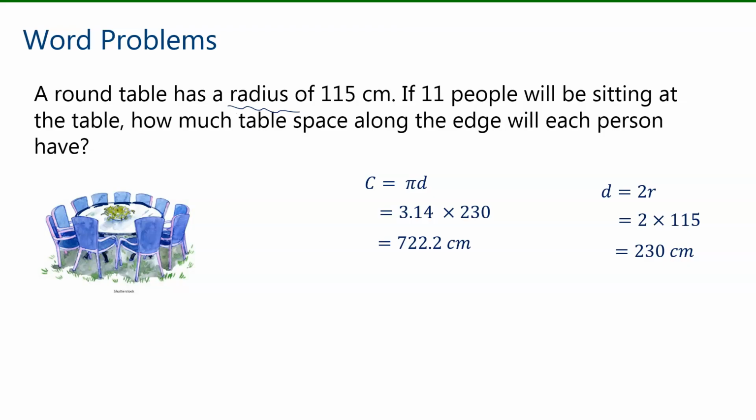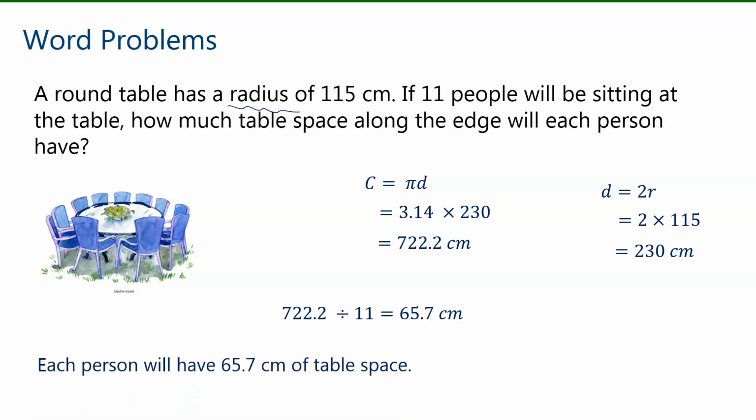So if 11 people have to split that equally, I'm going to divide that by 11. Now when I do that, I get 65.7 centimeters. So that means each person will have 65.7 centimeters of table space along the edge.